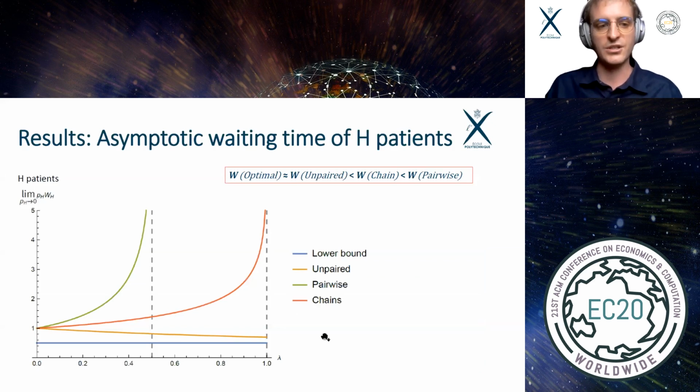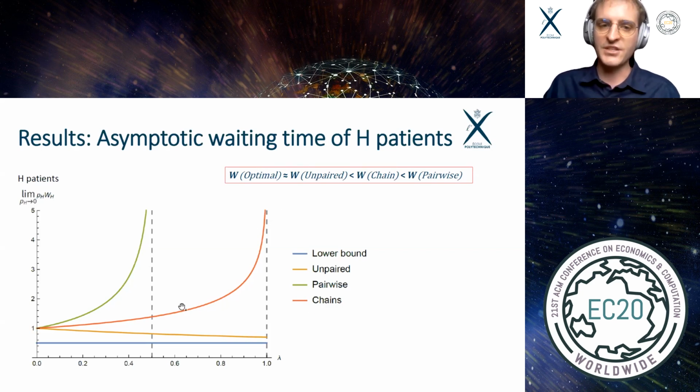And basically, the summary of our theoretical results is given in this graph. So this is the value of the limit of the waiting time of hard to match patients times pH when pH tends to 0. And we can show the value of this limit for different values of lambda, and lambda is basically the proportion of hard to match in the system. So what our theoretical results say is that the unpaired algorithm, which is the yellow line at the bottom, is very close to an optimal mechanism, which is the lower bound that you can achieve in this system.